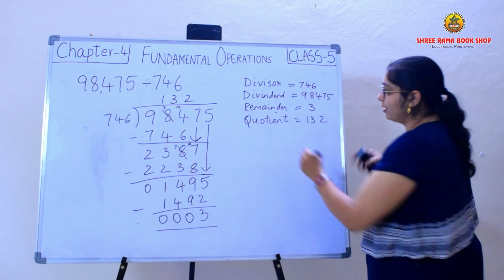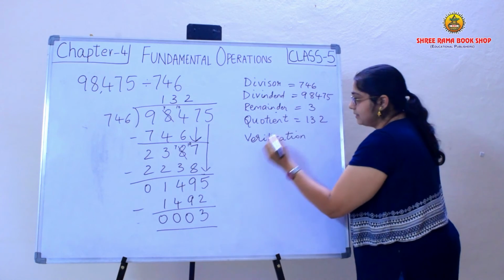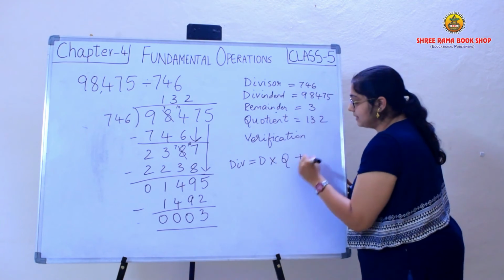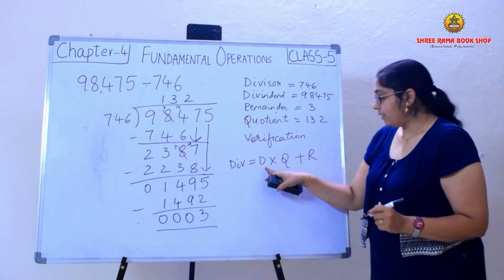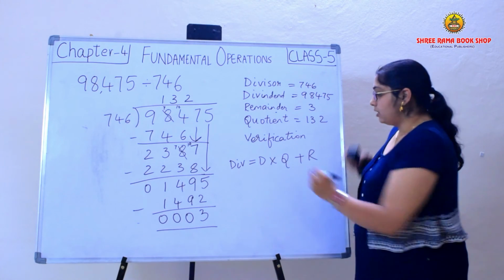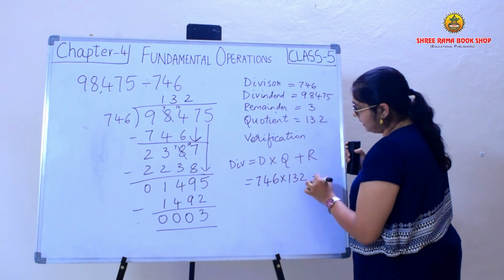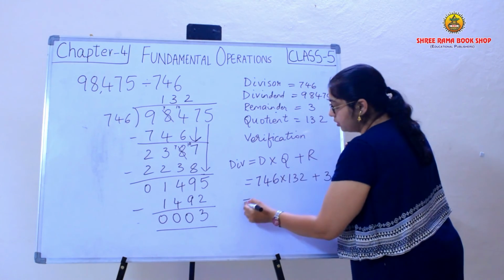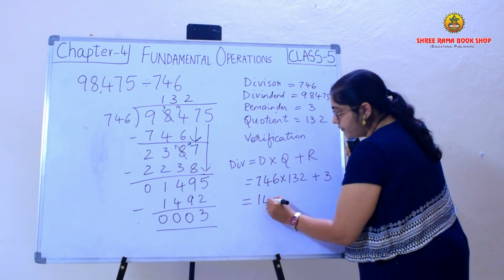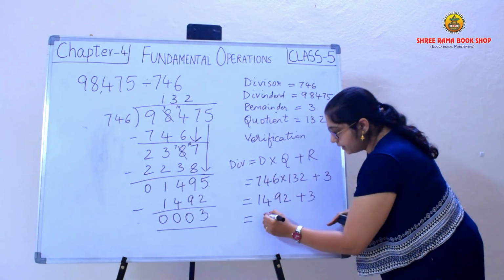So to verify whether my answer is correct or not, what is the verification statement which I have told? It is nothing but dividend is equal to divisor into quotient plus remainder. Yes children, so when I multiply the divisor and the quotient and add the remainder, I need to get the dividend. So what is the divisor? It is 746 and the quotient is 132 plus, and what is the remainder? It is 3.